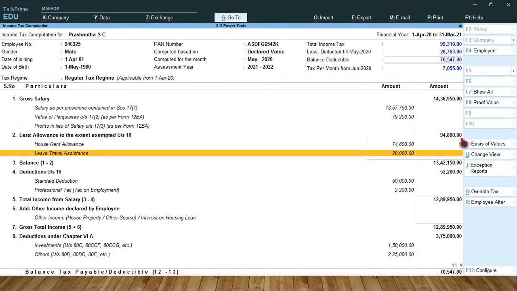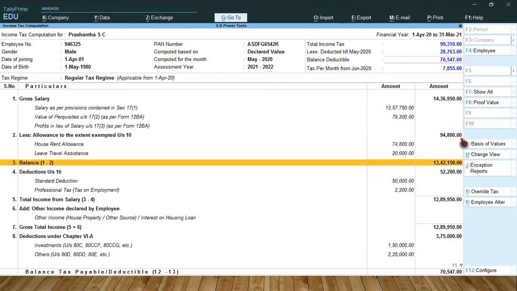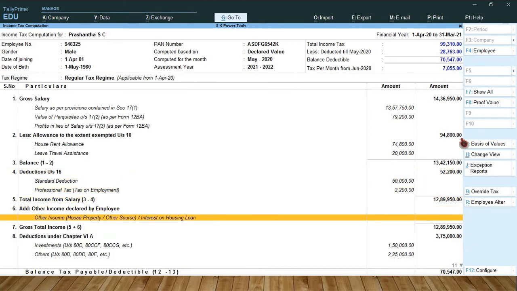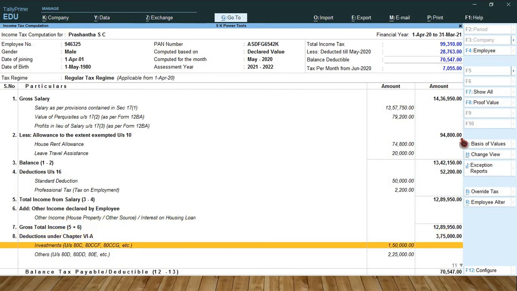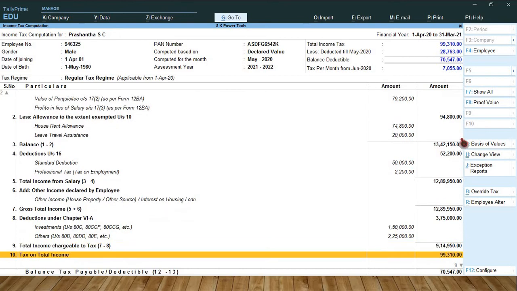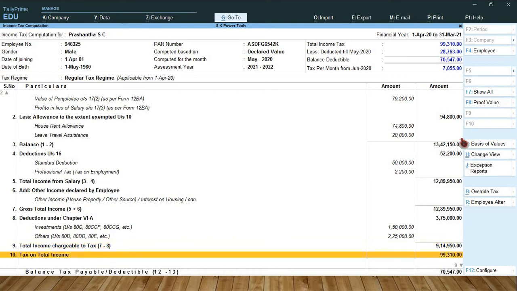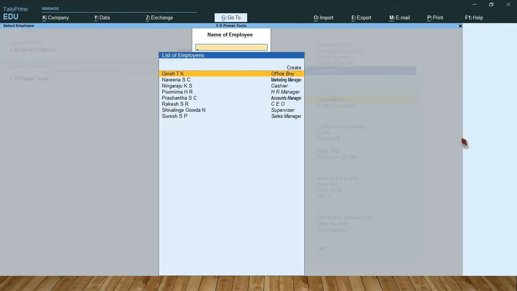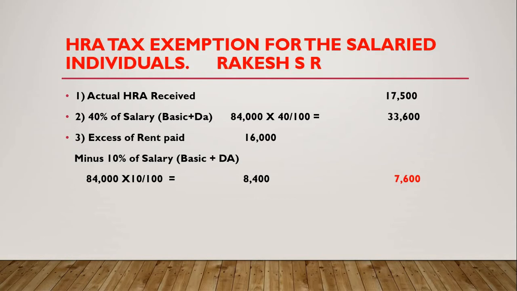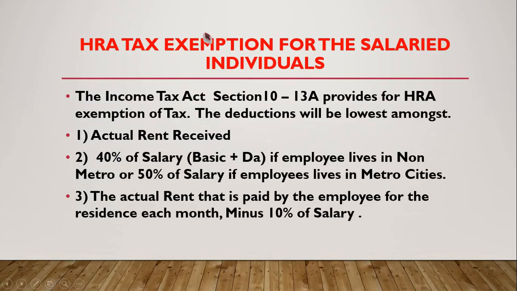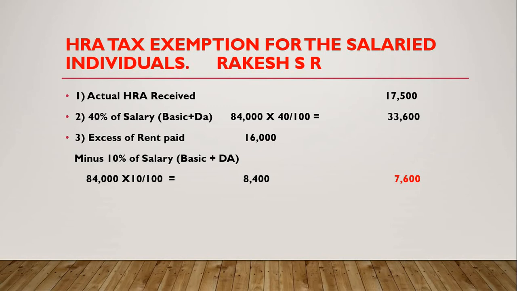74,800. So LTA exemption 20,000, standard deduction 50,000, professional tax 2,200, investment 1,50,000, other investment 2,25,000. So total income chargeable, this is the net taxable income. After calculating, income tax is 99,310. So like that you have to check. Rakesh SR.